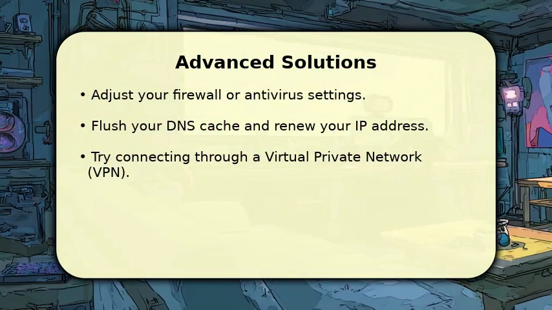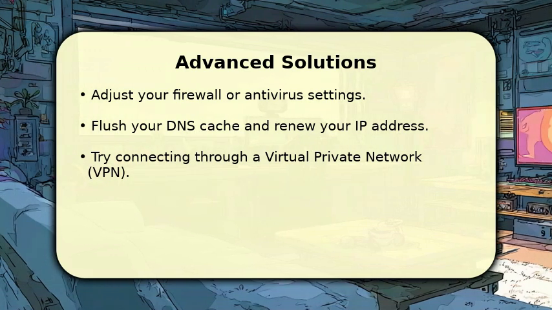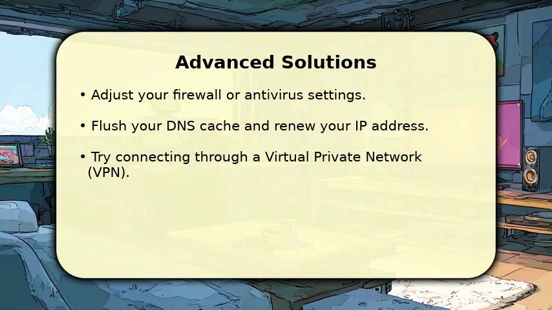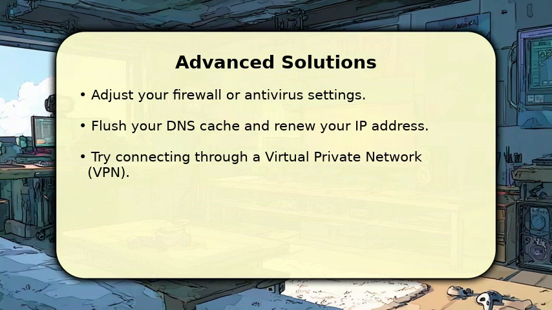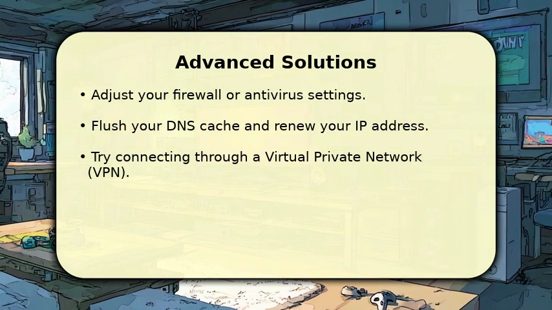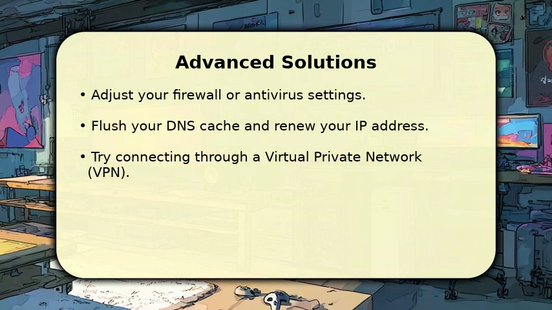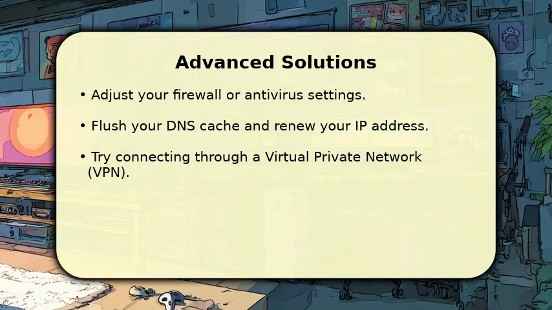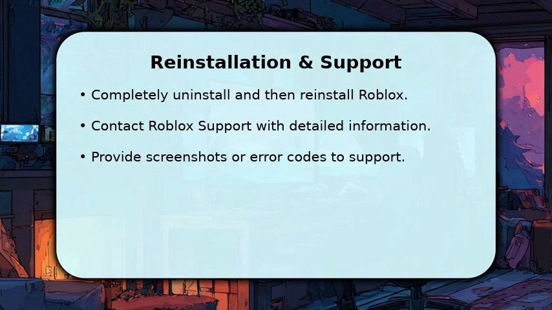For persistent issues, we'll explore some advanced solutions. First, check your firewall and antivirus settings to ensure they aren't blocking Roblox. You might need to add an exception. Next, try flushing your DNS cache and renewing your IP address, which can resolve connectivity problems by refreshing your network settings. As a last resort for network-related issues, consider using a virtual private network, or VPN, to bypass potential regional restrictions or routing problems. If all previous steps fail, a complete reinstallation might be necessary.